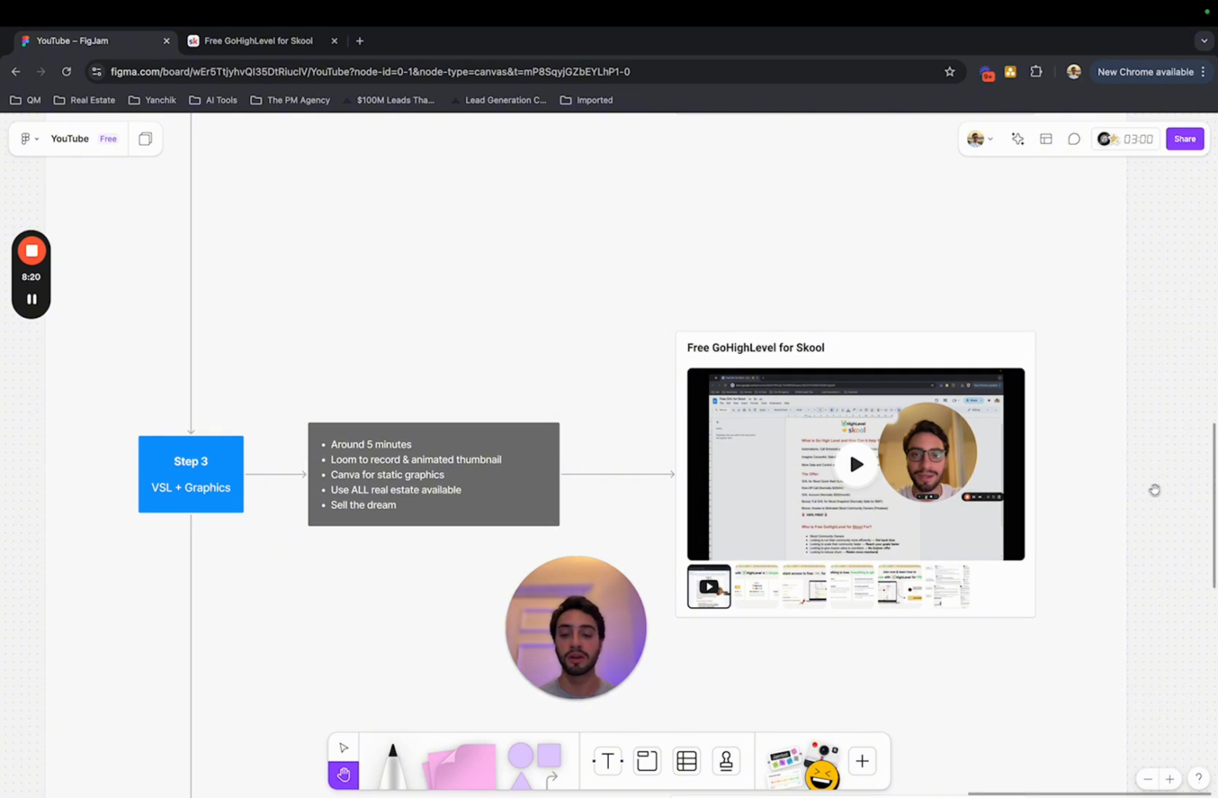However, I would argue that this VSL should be roughly around 5 minutes long. Of course, if you can convey exactly what you do, who this is for, what the dream outcome is, and what they get in less than 5 minutes, all the better. But more likely, you won't be able to fully convey everything that you have to offer in less than 5 minutes. So aim to do it around that time.